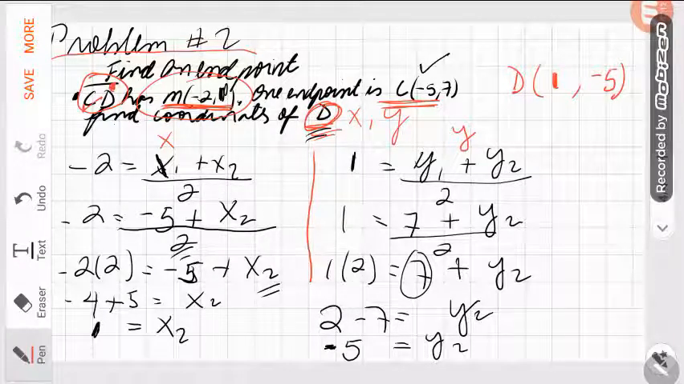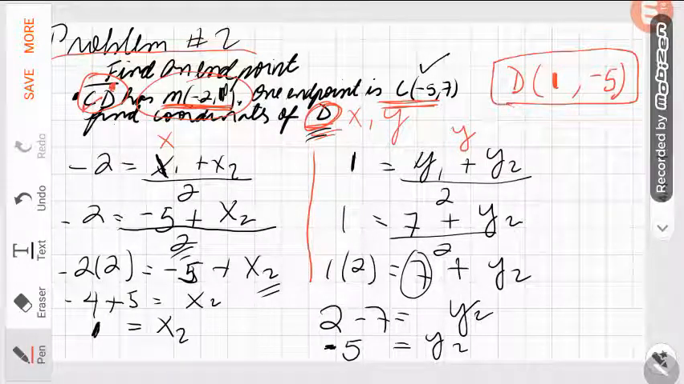Okay, so these are the coordinates of the endpoint that was missing. Remember, the main objective in this problem was to find the endpoint that was missing, that was D. We found it using what? The midpoint formula, and then replacing the values with the coordinates that we have for the endpoint that we know.